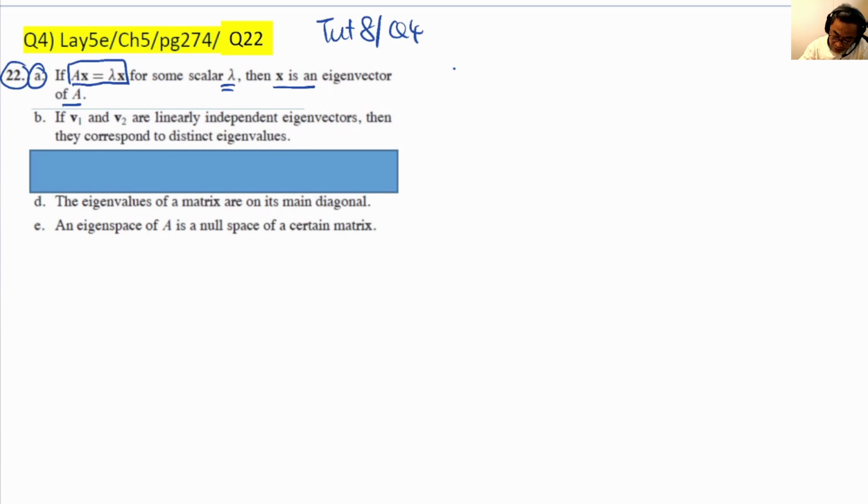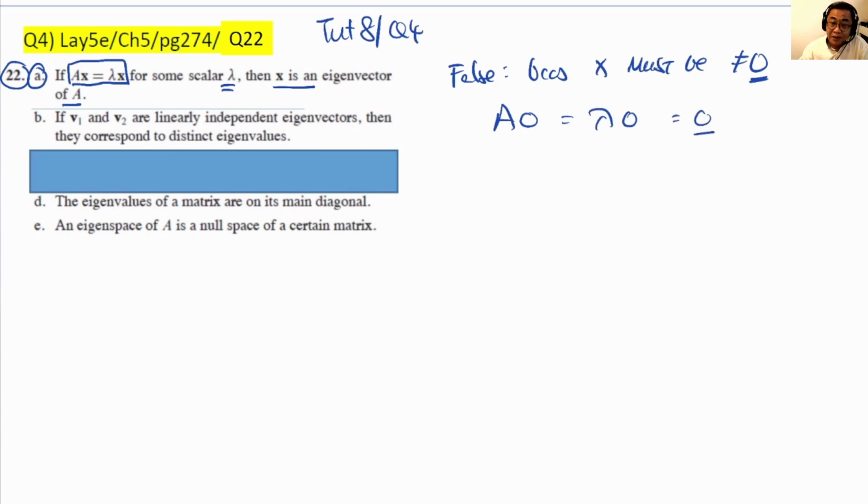Now, the answer is false, and the reason is because x must be a non-zero vector. So that's the key. Lambda, the eigenvalue, can be 0, but x must be a non-zero vector, because A multiplied by a 0 vector will be equal to lambda multiplied by 0, which is a 0 vector. So we are not interested in the trivial solution. So the answer is false.